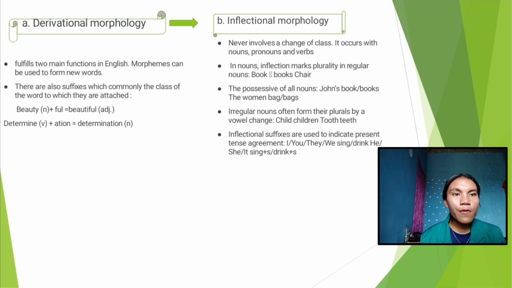Irregular nouns often form their plurals by a vowel change, for example, child, children, tooth, teeth. Inflectional suffixes are used to indicate present tense agreement. I, you, they, we sing, drink; he, she, and also it, using sing plus s, and drink plus s. Types of affixes.